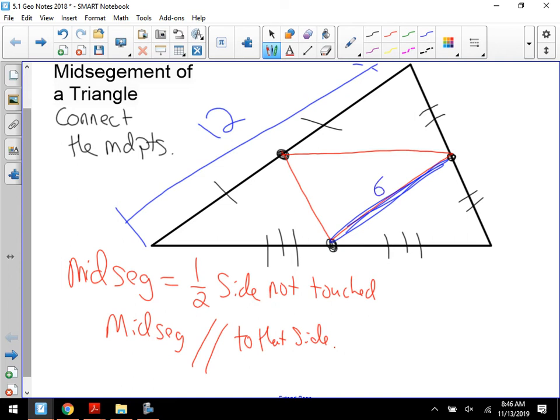It's equal to half the side it doesn't touch. Alright? If this mid-segment is 8, how much is the side it doesn't touch? 16. Okay?